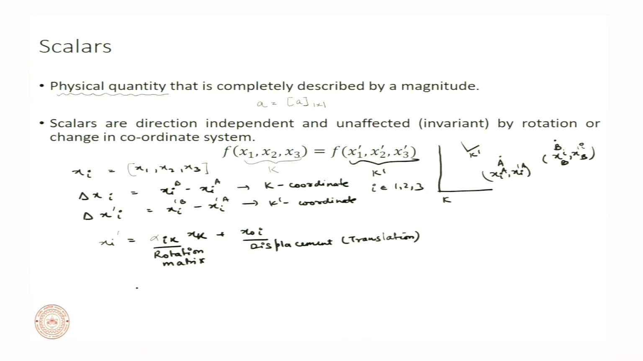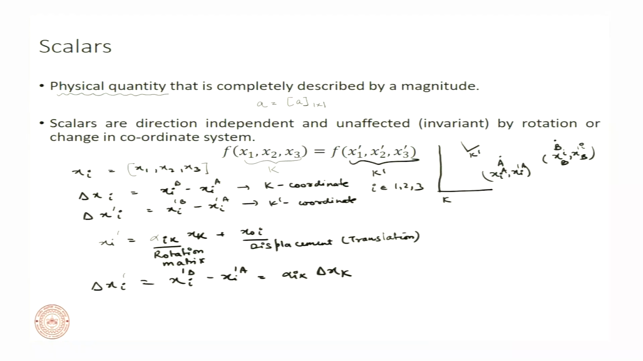Therefore, we can substitute these back into our example. Delta x_i prime, which was x_i prime of B minus x_i prime of A, is now equal to alpha_ik delta x_k. This nomenclature follows Einstein summation notation, where k and k are multiplied and summed over. So for each i, it will be alpha_i1 delta x1 plus alpha_i2 delta x2 plus alpha_i3 delta x3.